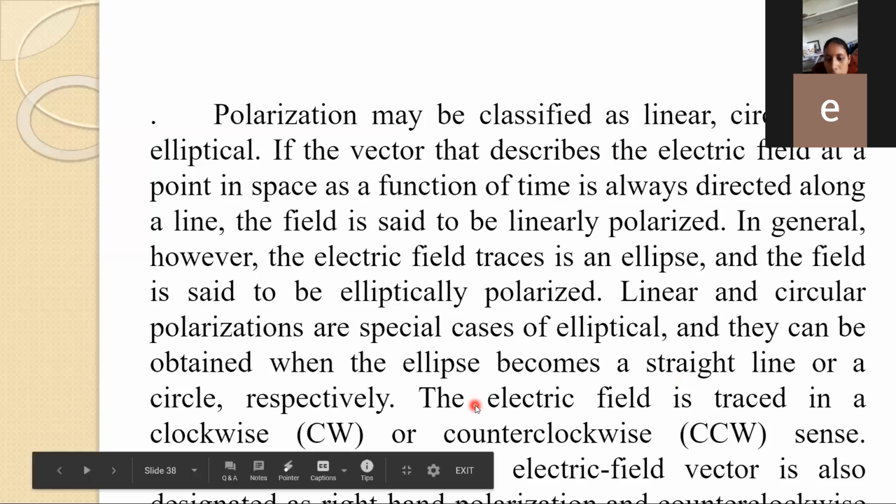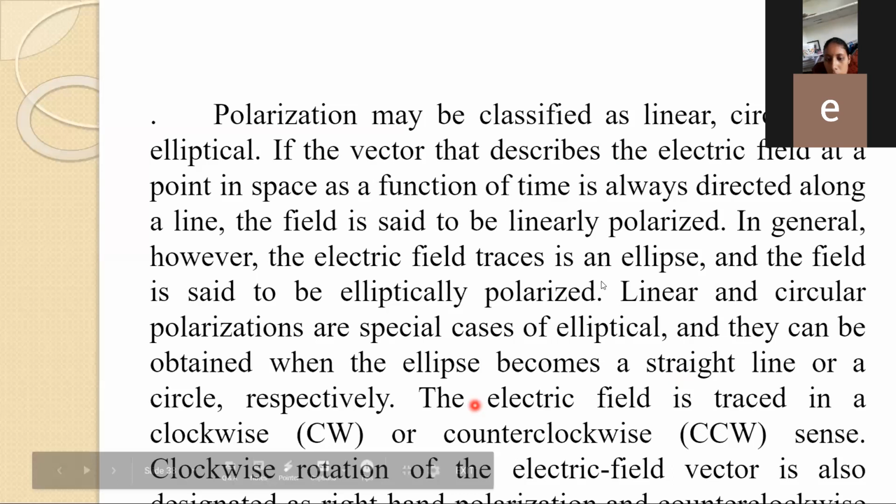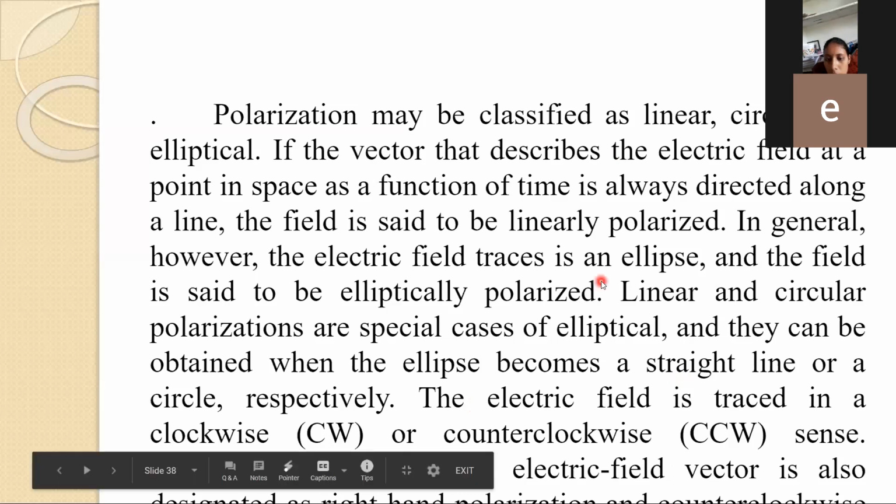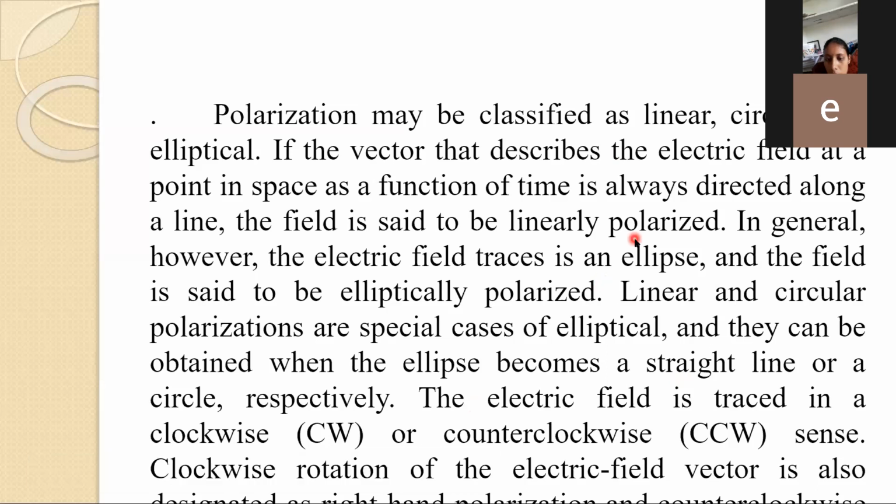So circular polarization may be right-handed or left-handed, depending upon the sense of rotation. Clear? That is, if the phase difference is 90 degrees, how do we justify the rotation?